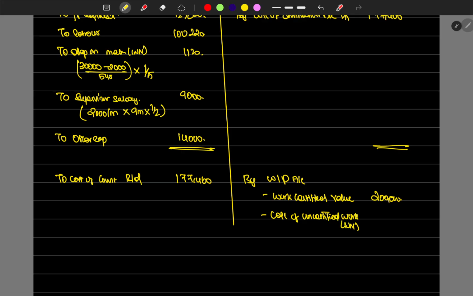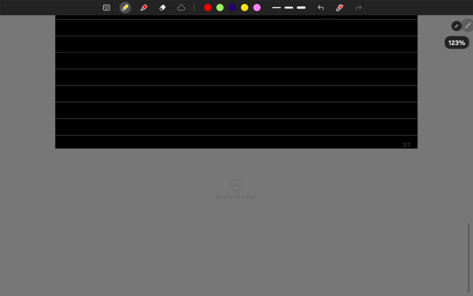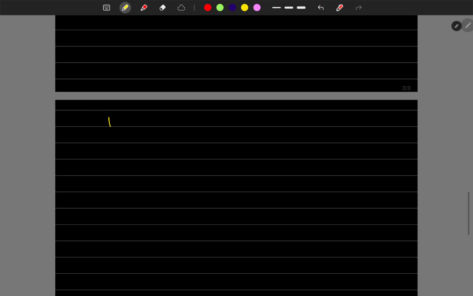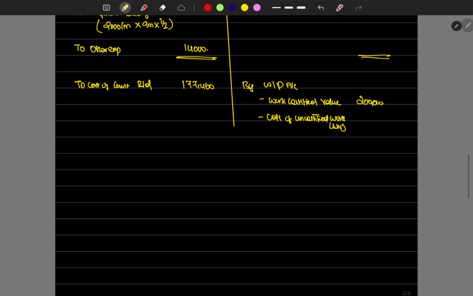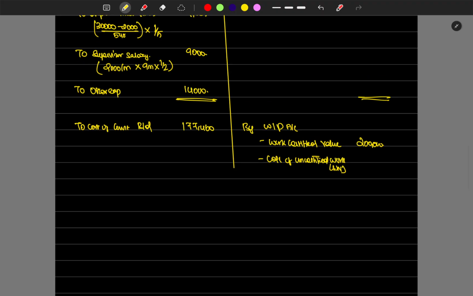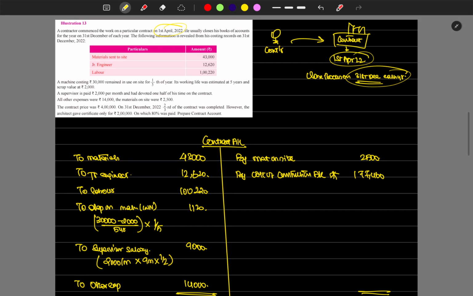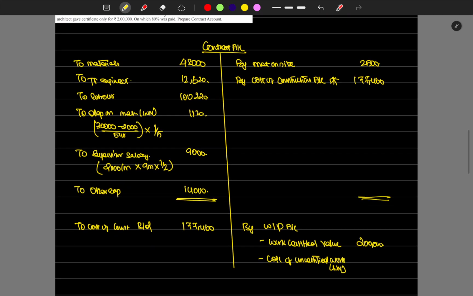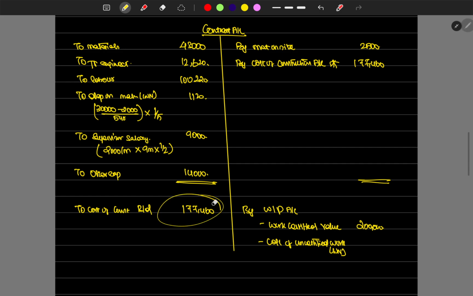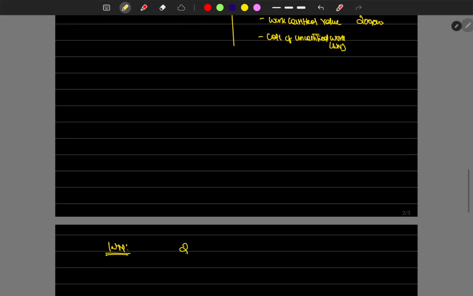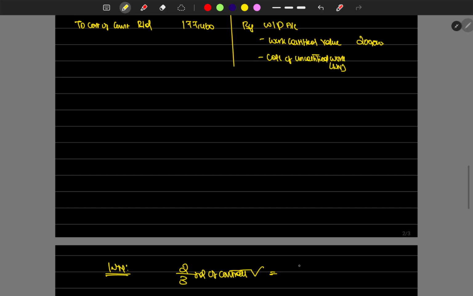Working note we have to prepare, so let's quickly prepare the working note for cost of uncertified work. So far we have spent the cost of construction, which is 1,77,460. What they have said is 2/3 of the contract was completed, so we need the cost only. So let's take this cost figure. 2/3 of the contract completed constitutes rupees 1,77,460.